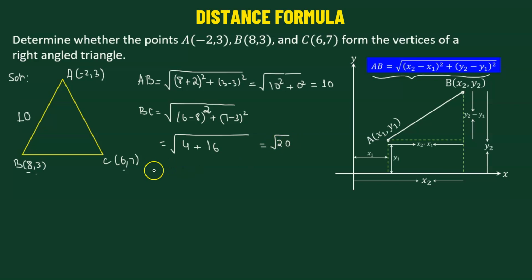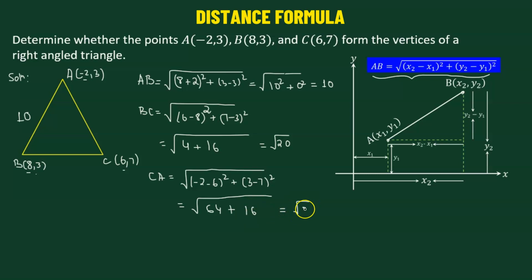Fine. Then we find the value of CA. CA is going to be equal to the square root. Underneath the square root, we do -2 minus 6, whole squared, added to 3 minus 7, squared. So -2 minus 6, that's -8. The square of -8 is 64. Plus we have 3 minus 7, that's -4. The square of 4 is 16, and this gives us the square root of 80.